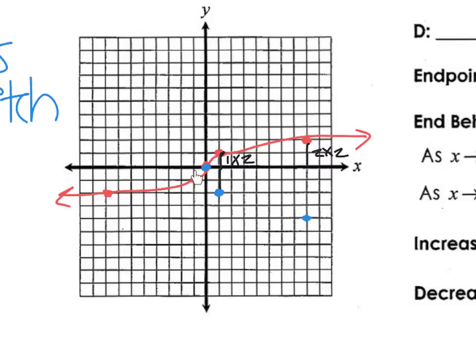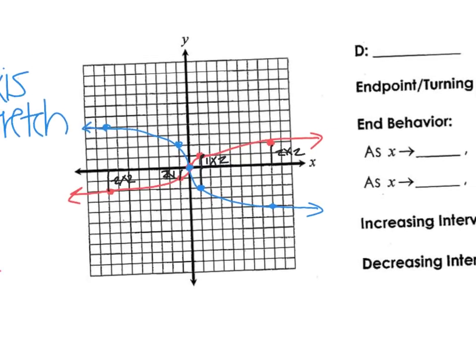Now take your other points. Here we went down 1. 1 times 2. Instead of going down 1, we're going to go up 2. And then last but not least, over here we went down 2. Multiply that by 2. Instead of going down 2, you're going to go up 4. So your new point is up here. Then connect all your dots. This one goes down this way and up this way. And there's your new graph.